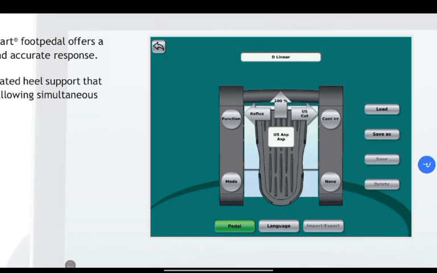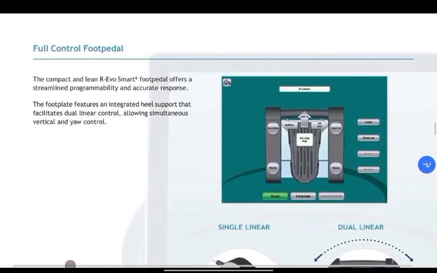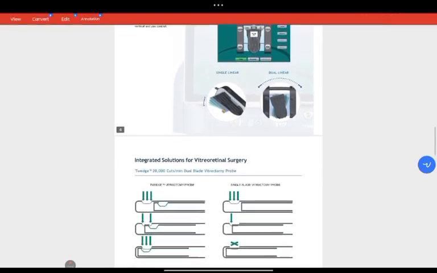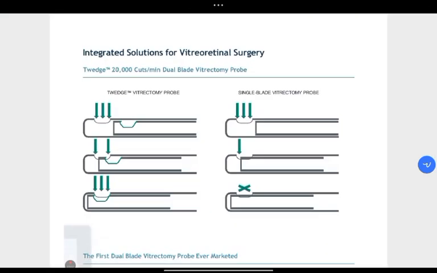And friends, the compact and lean R Revolution Smart Foot Pedal offers streamlined programmability and accurate response. The foot plate features an integrated heel support that facilitates dual linear control, allowing simultaneous vertical and yaw control. So, friends, this is all about it.